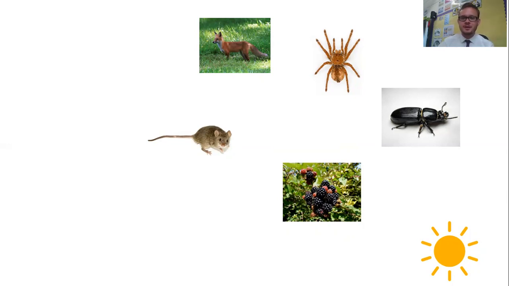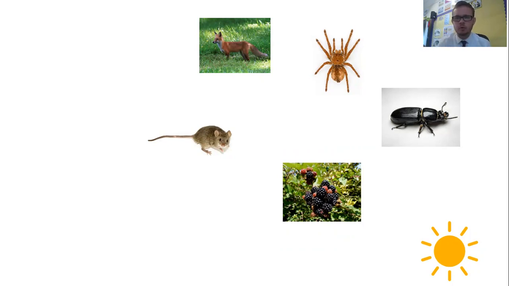Okay. Let's see. Well, I know that the sun is going to start off. That's going to be the first part of the food web. That's going to go to the berries, which would be the producer. Then what would eat the berries? Let's have a look. Well, I don't think the fox would really eat a berry. That would make it an omnivore, which a fox isn't. A fox is a carnivore. That's right. Yes, it's a carnivore.